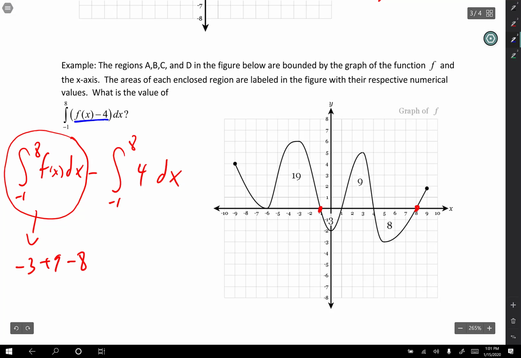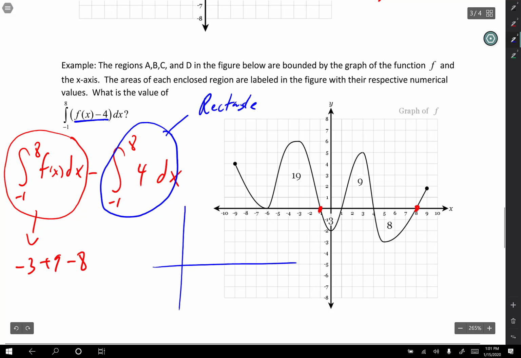And then this right here in blue that I'm circling, that's just a rectangle, guys. So I'm going to sketch the graph here. That's just a rectangle. Look, here's negative 1, here is 8, and the height is always 4. So, look at this. Find the area of that rectangle. The difference between 8 and negative 1 is 9, and what's 9 times 4?